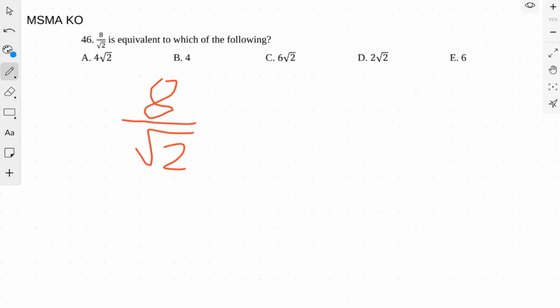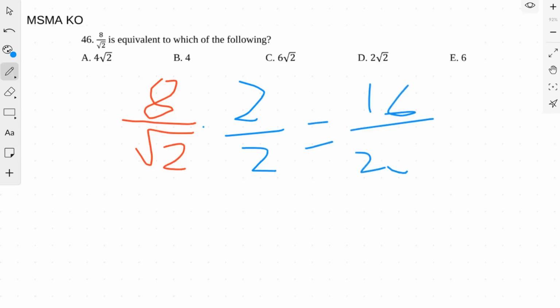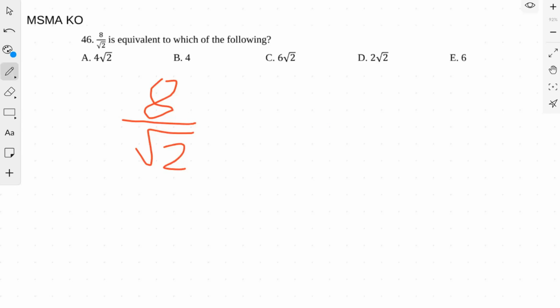If you multiply any fraction by another fraction where the numerator and denominator are the same, it's equal to 1. So 2 over 2, that's equal to 1. But if you multiply the fraction, you get 16 over 2 root 2. It's not the exact same fraction you started with, it's just scaled up, but the value is still the same. So in the same way, to get rid of the radical in the denominator, we can multiply this whole fraction by root 2 over root 2.